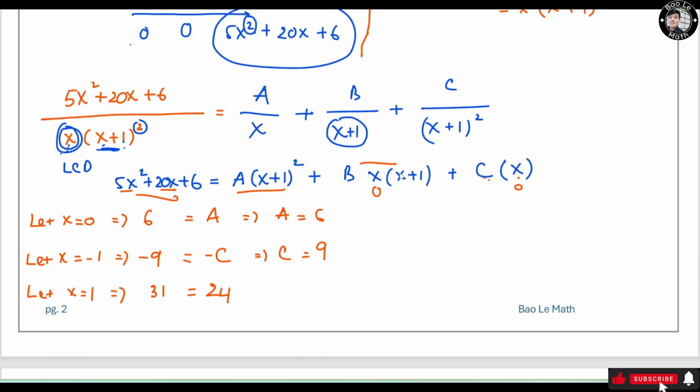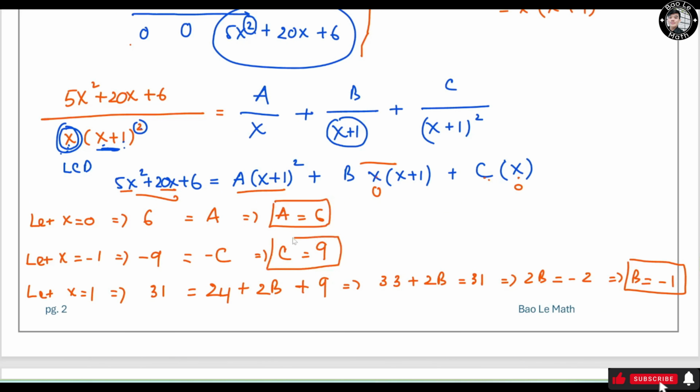Now substitute 1 for s over here. I have 1 times 2, right? It's going to be 2. 2 times b, right? So it could be plus 2b. Substitute 1 for s over here. I have c times 1, it could be c, but c equals 9, so it could be plus 9, right? Now from this one, I just solve for b, right? So then I have 24 plus 9 is going to be 33 plus 2b equals 31, right? Subtract 33 both sides, so 2b equals -2, and then b equals -1, right? So we have 3 values, a equals 6, b equals -1, and c equals 9.